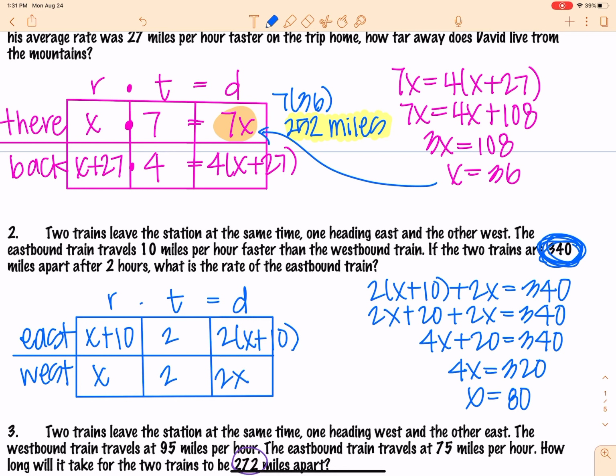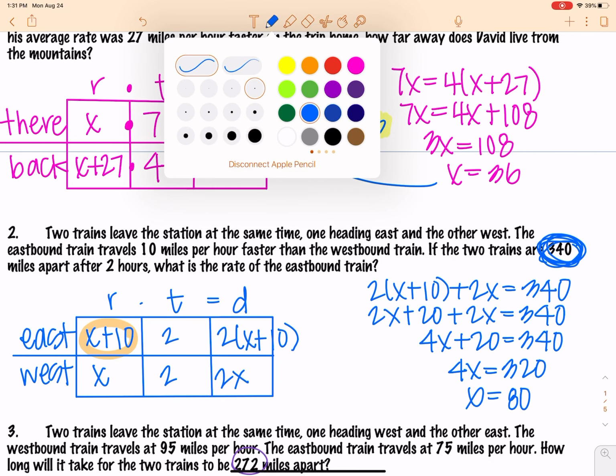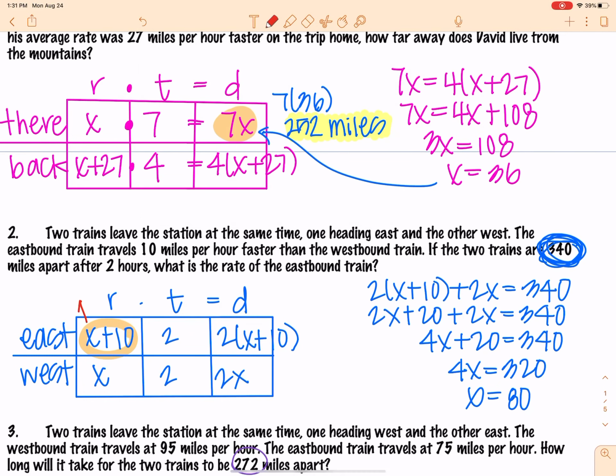So the question was, what is the rate of the eastbound train? So the rate of the eastbound train is this expression here. So all you have to do is plug in 80 to that box. So you're going to get the rate of the eastbound train is 90 miles per hour. And that is your final answer.